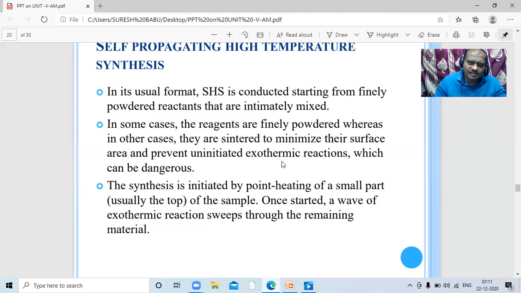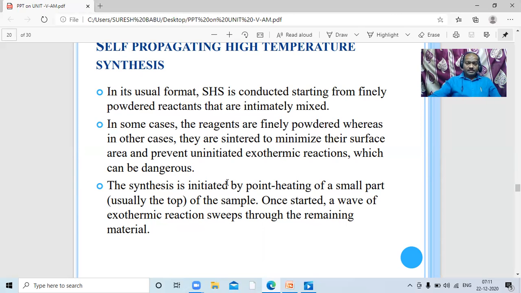That means energy is released in one reaction, and in the other energy is absorbed. Exothermic reactions release the energy. Endo means absorbing the energy. Exothermic reactions releasing energy is like a bomb. Next, the synthesis is initiated by point heating of a small part of a sample. Once started, a wave of exothermic reaction sweeps through the remaining material. That means it passes from one end to the other end. That is the point we need to understand.